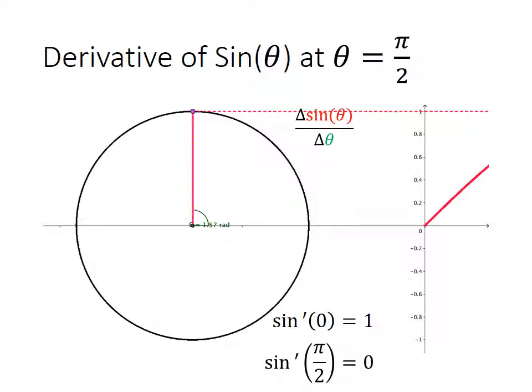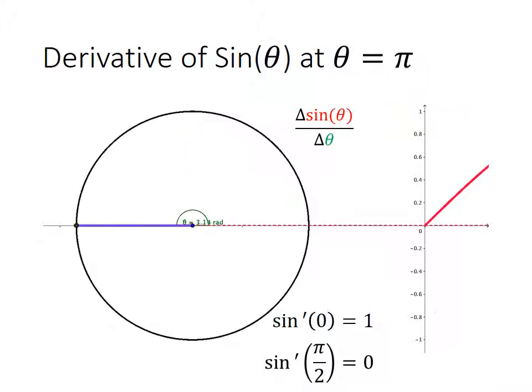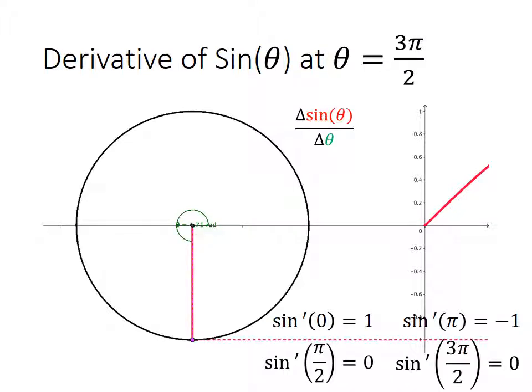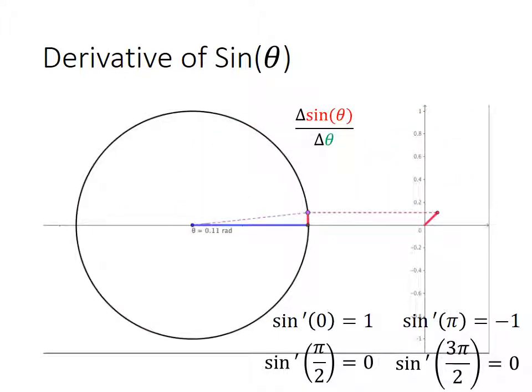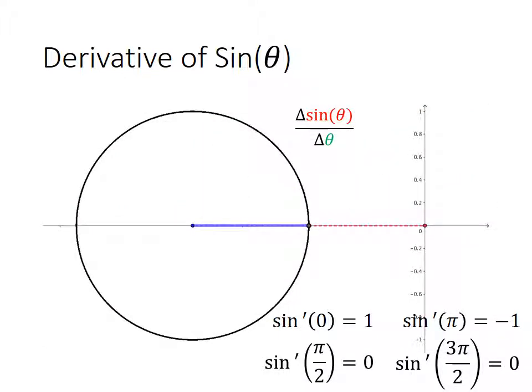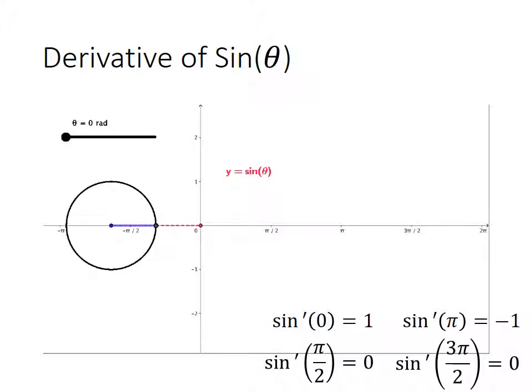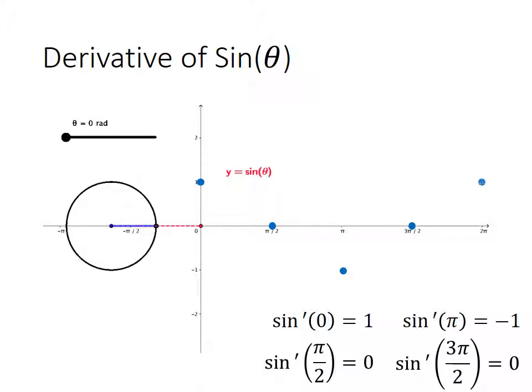If we continue looking at how the value of sine changes as we go around the circle, we'll see that the derivative at pi will be negative 1, and for 3 pi over 2, the derivative will be 0. Let's zoom back out. Let's plot some of these derivative values on our coordinate axes. Next, let's think about what the values of the derivative should be between these points.